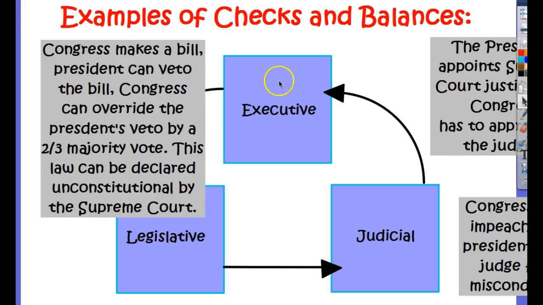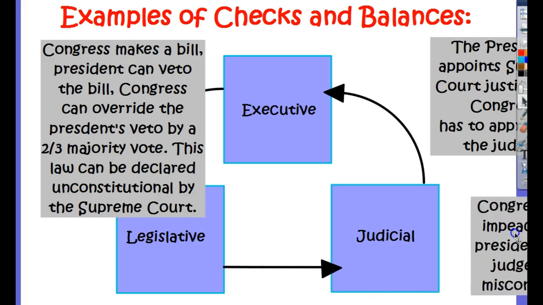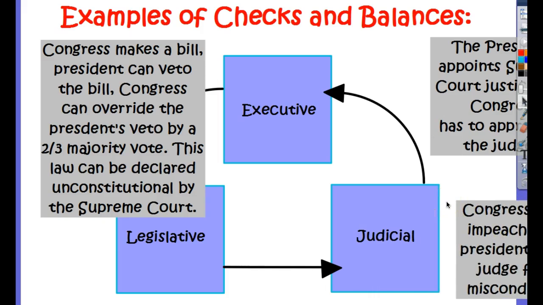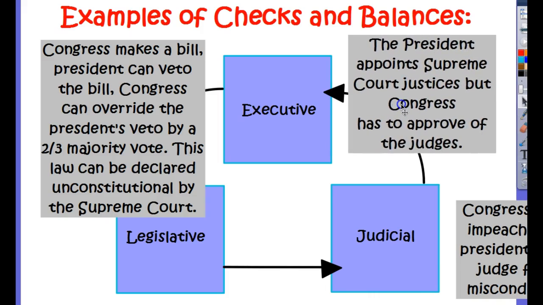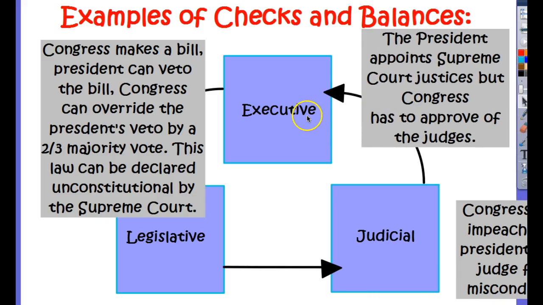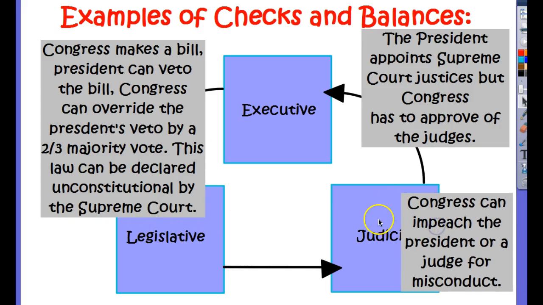So neither one of those branches has final say-so, because if for whatever reason this bill makes it into a law, then the judicial branch looks at it and they can actually kick out laws because they're unconstitutional or they go against your rights. The president also has the ability to check over the judicial branch because the president appoints Supreme Court justices. Well, he doesn't have the final say-so because Congress has to approve the judges. And then, of course, if a judge or the president is doing something wrong or they're not upholding their job title, then Congress or the legislative branch can impeach them or fire them for misconduct.